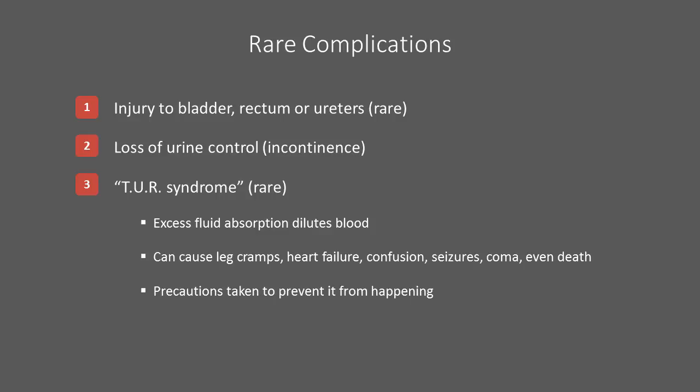TUR syndrome has become a rare complication because special measures are taken to prevent it. Patients are carefully selected who will be less likely to experience this complication. In the operating room, special fluids are used which are less likely to create problems. Furthermore, patients are carefully monitored for early signs of problems. In the rare instances when TUR syndrome does occur, special medications and fluids can successfully treat it.